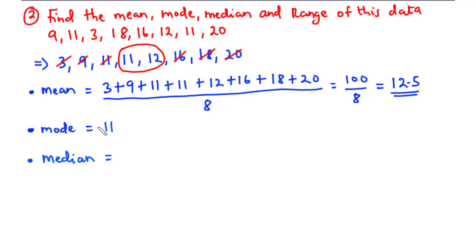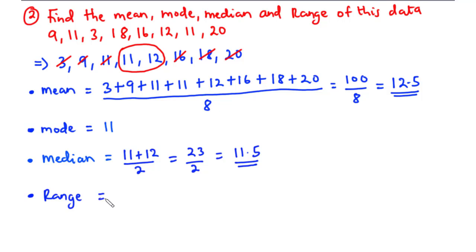So in such situations, if you encounter a situation where you have 2 numbers being the middle number, what you are going to do is you are going to add those 2 numbers and divide by 2. So basically we are going to find the average of the 2 numbers. Now 11 plus 12 is 23. So 23 divided by 2 is 11.5. So this is the median. Now let's find the range.